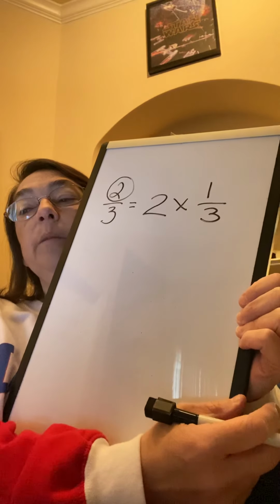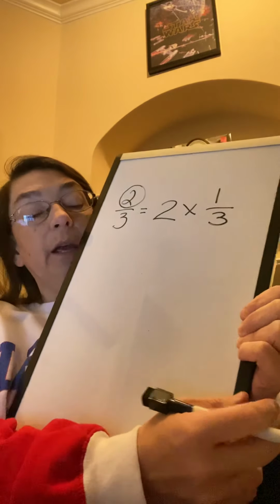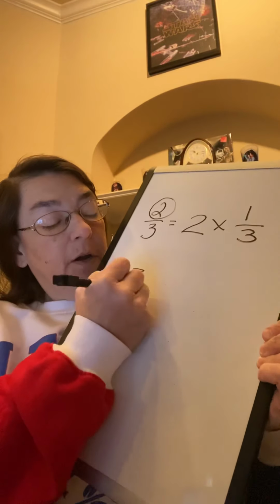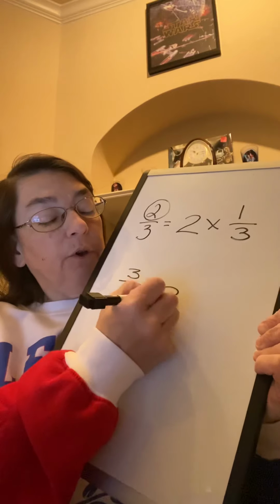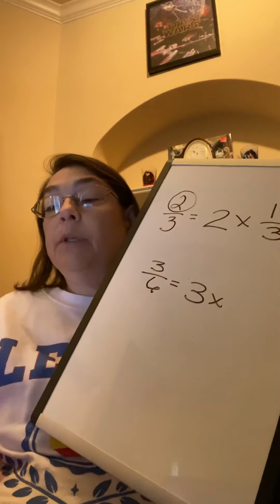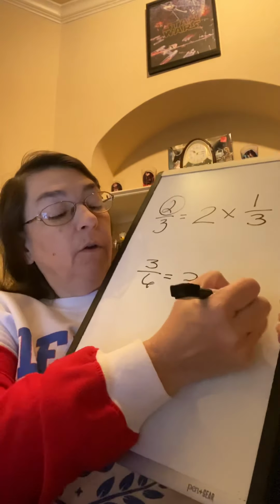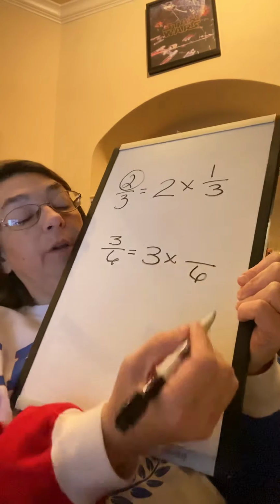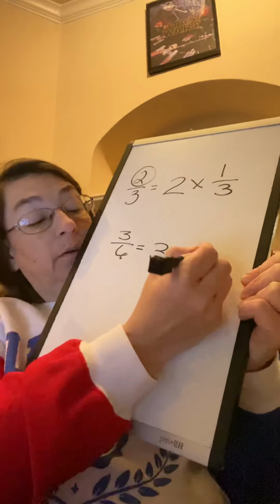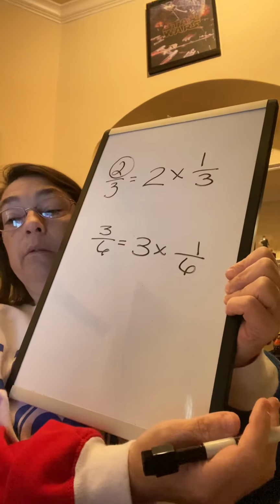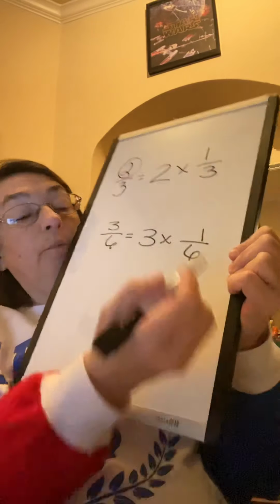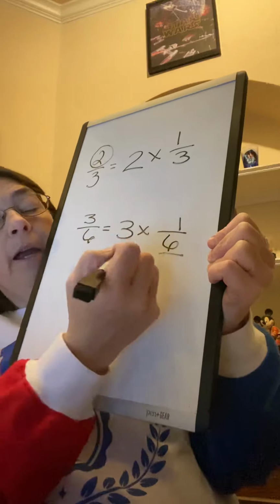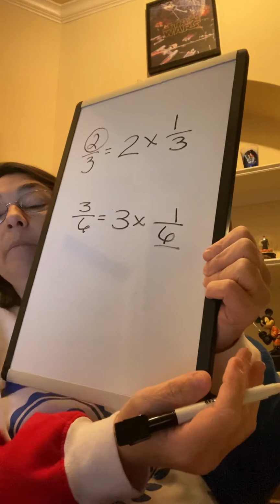All right, this is just simply showing you how we're going to get to where we are today. So if I have 3/6, that equals a whole number 3 times what over 6? Well, 3 times what number gives me 3? 1. That's all we're doing, is we're breaking it up into a fraction that's 1 over the denominator and multiplying it by the whole number.